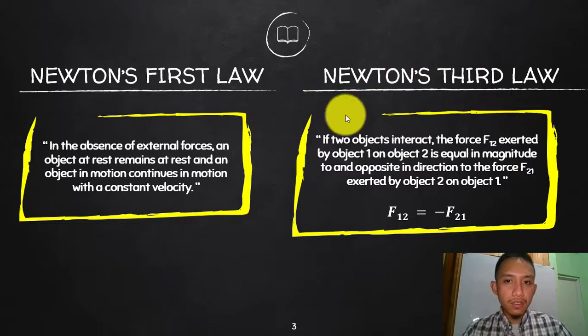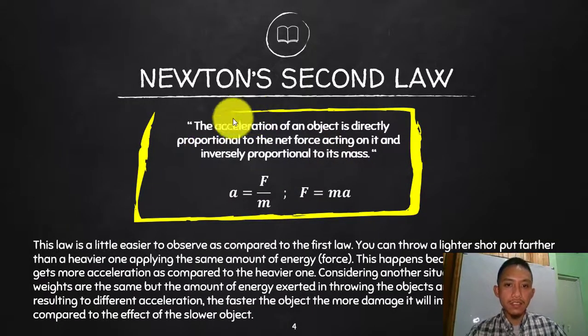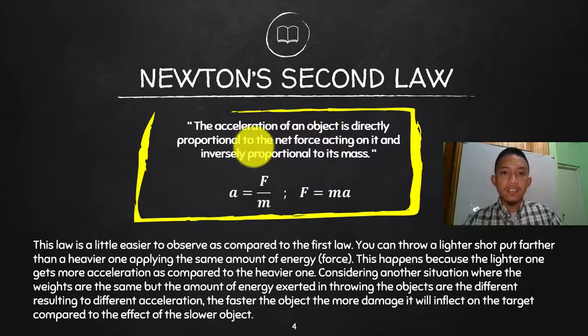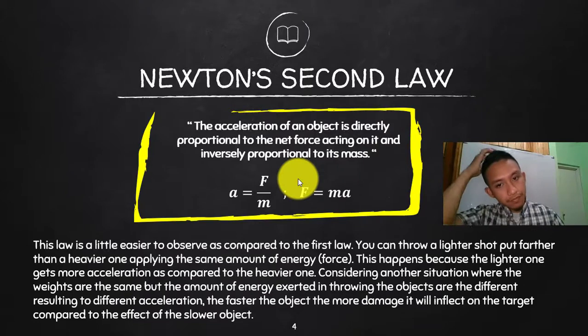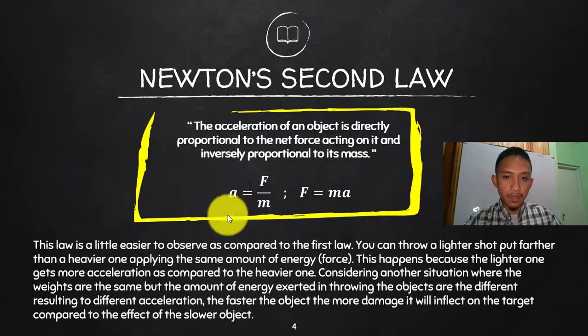Now let's proceed with your second law of Newton. This is what we will be focusing on in this topic. It says there that the acceleration of an object is directly proportional to the net force acting on it and inversely proportional to its mass. So what does that mean? Actually, this is the first equation here: a = F/m. So that is your second law of Newton. Acceleration is equivalent to the force over mass.